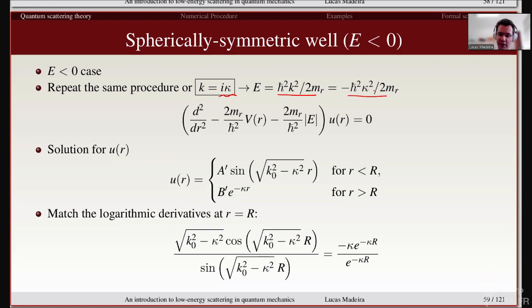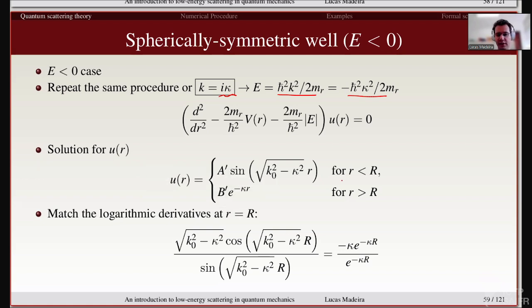So I'm going to do exactly the same here. I'm going to take the solutions that I had before and substitute whatever I had k by i kappa, okay? So if I do that, I still get a sine solution inside the range of the potential. The difference now is that outside the range of the potential, we get that solution that we talked about a few minutes ago, where I had a vanishing solution, right? And this is consistent with us getting a bound state.